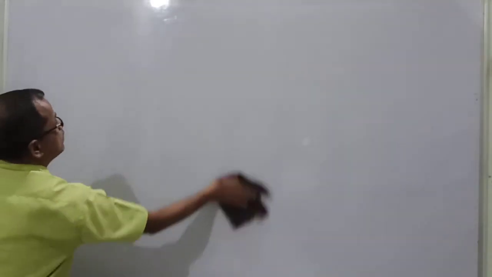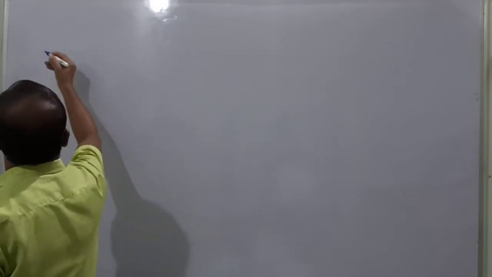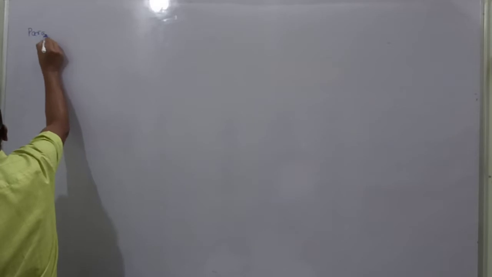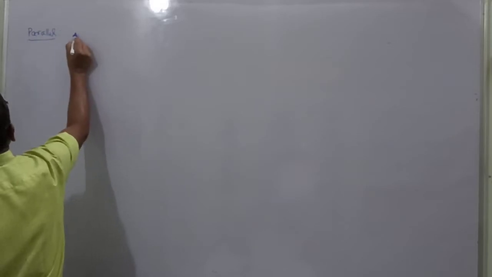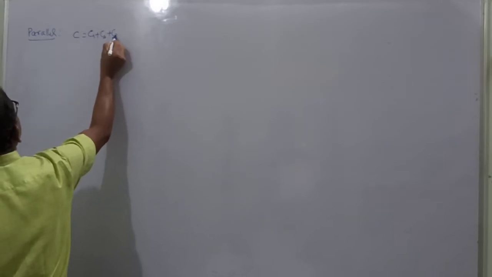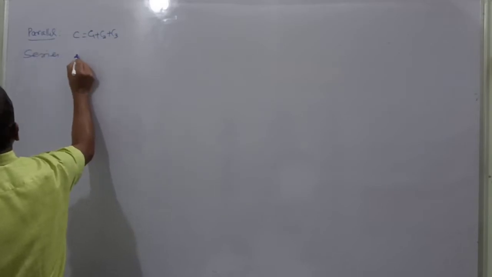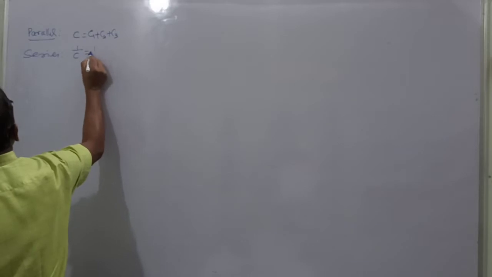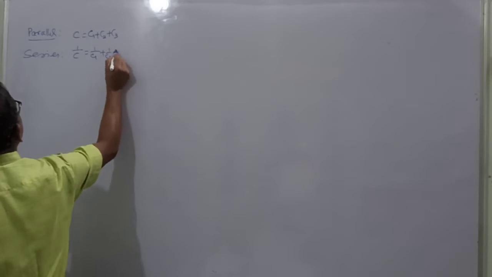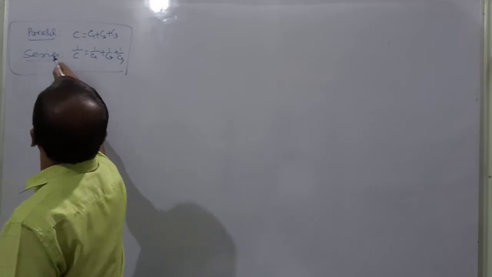Okay, so now in this case again, please remember. I am writing the formula here that I told. If the capacitors are in parallel connection, the net capacitance is C = C1 + C2 + C3. When the capacitors are in series, then 1/C = 1/C1 + 1/C2 + 1/C3. So let us remember these two formulas and apply them here.